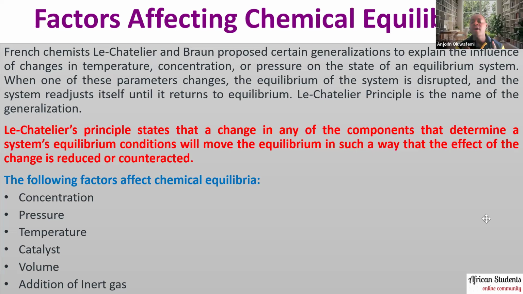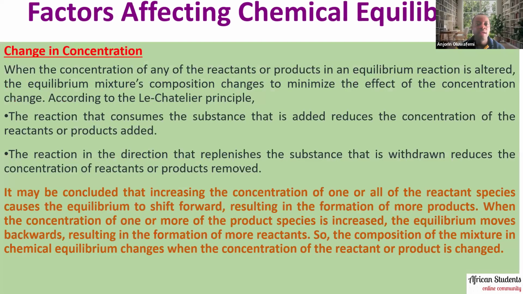Now, the following factors affect chemical equilibria. The factors include concentration, pressure, temperature, catalyst, volume, and addition of inert gas. So we're going to take them one after the other, and we'll look at how they affect chemical equilibrium.